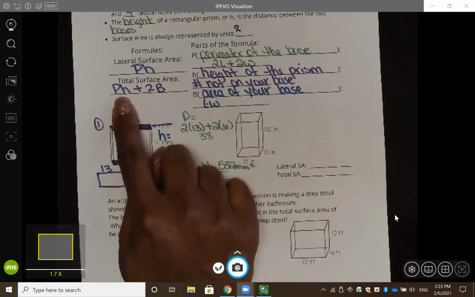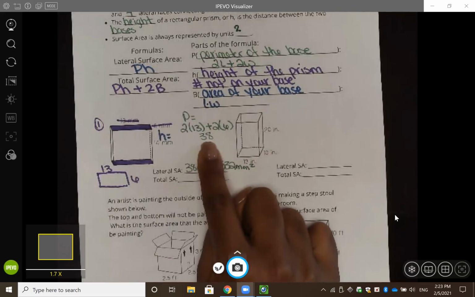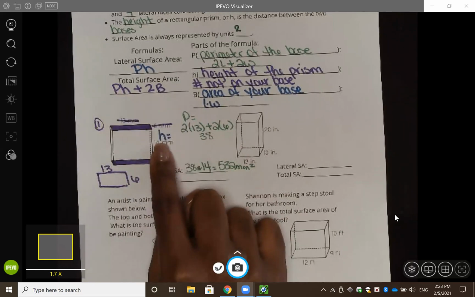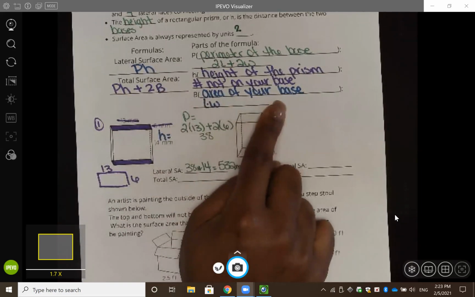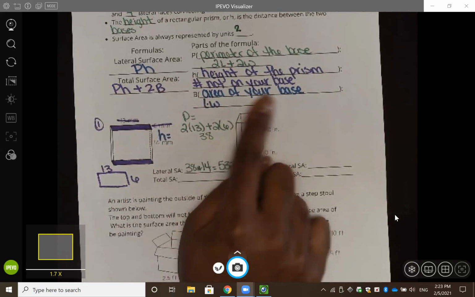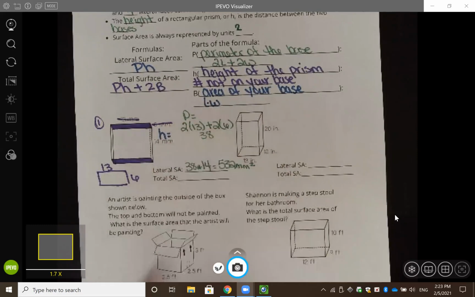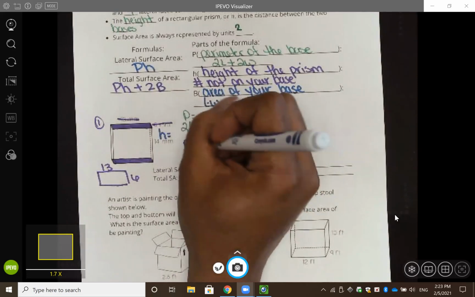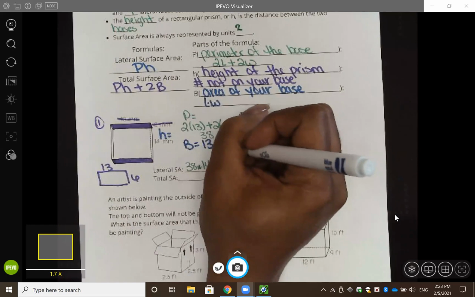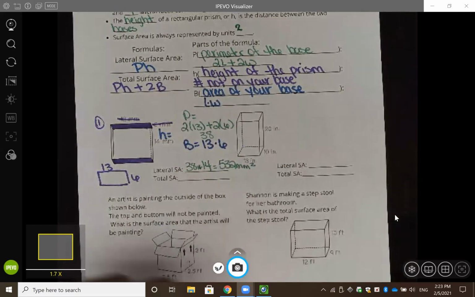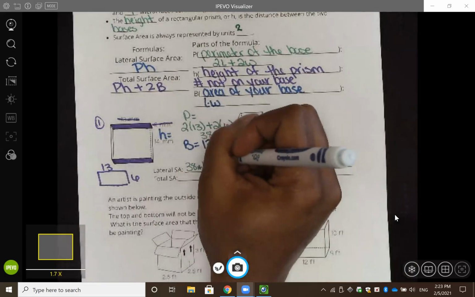For total surface area, you need to know your perimeter, which we know, your height, which we know. The number 2 does not change, but we need to solve for our B, which is the area of the base. And in order to find the area of the base, you do length times width. So my big B, this is my length, this is my width, is 13 times 6. And 13 times 6 is 78.